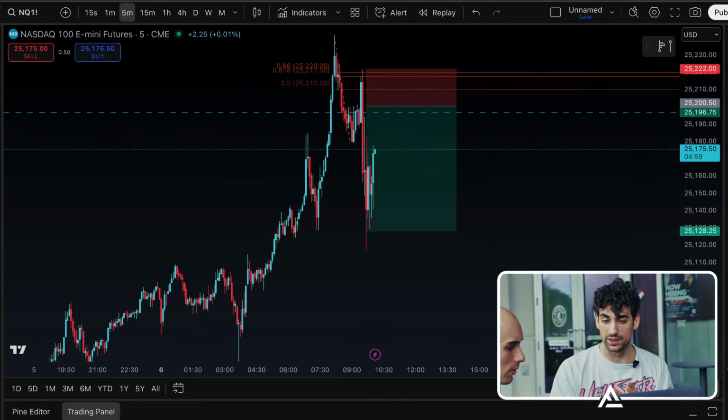Another rule that I have is if I take out a low, I'm never shorting, which doesn't really make sense for a lot of people. And when we take out a high, I never long. So above a high, I'm always shorting, and below a low, I'm always longing.